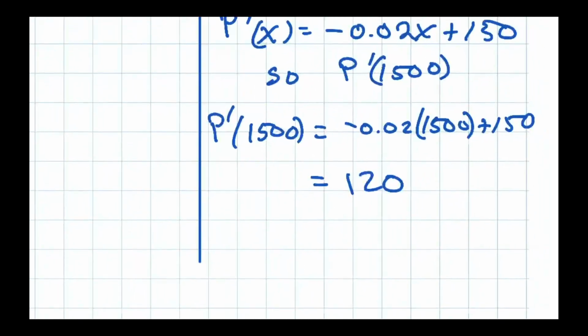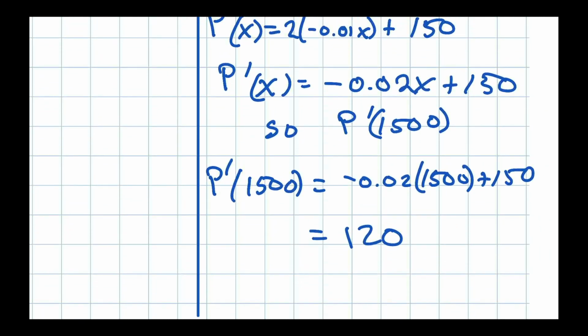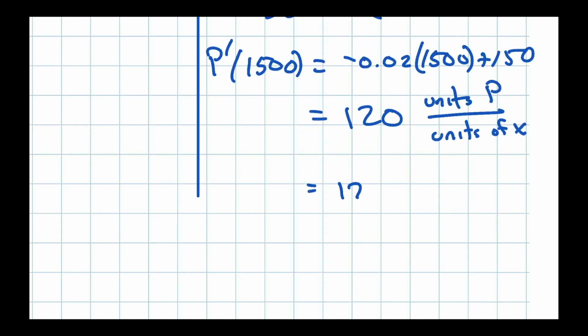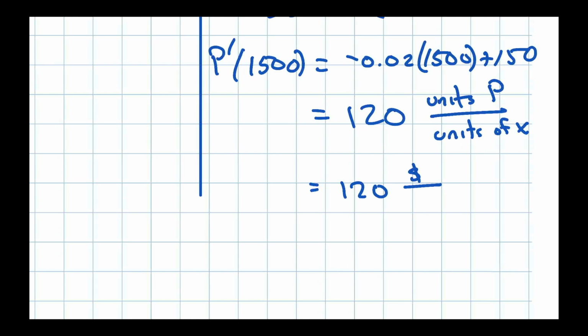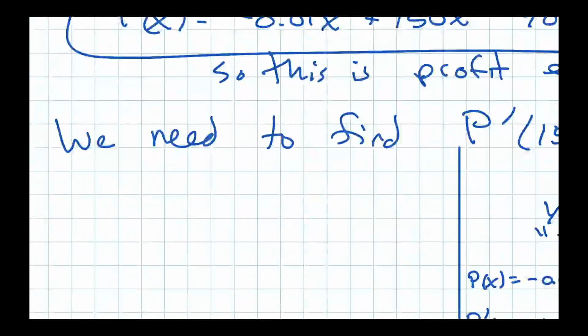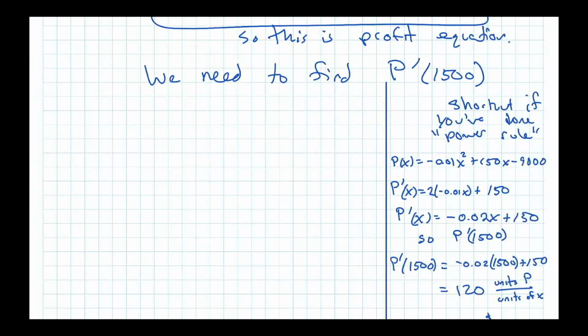Okay, and for the units on this, the units would be units of p over the units of x. And if you figure out what those are, p is profit, so it's being measured in dollars. And x is the number of systems sold. So that's dollars per system sold would be the units on that. You just type in 120, is what you type into the computer. Okay, now you're not supposed to know that until section 3.3.